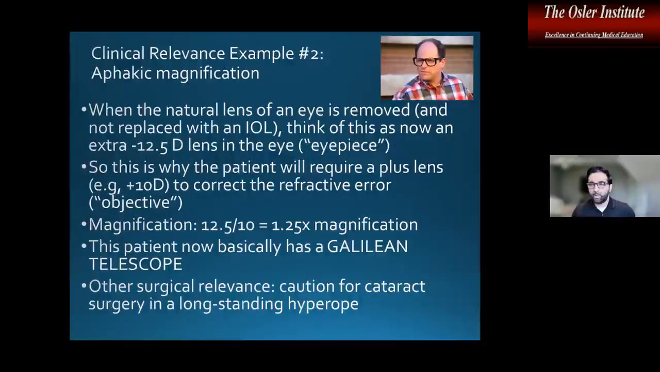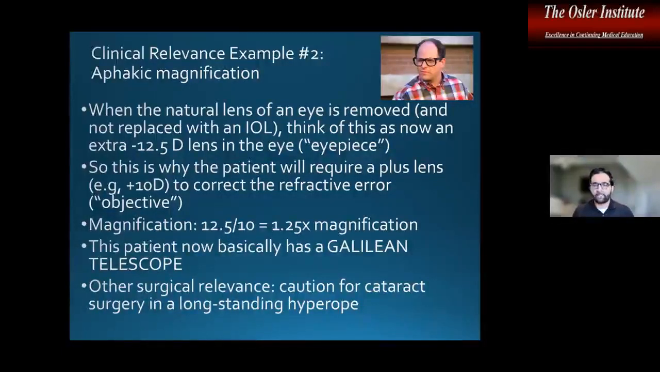Well, sometimes if you have a long-standing hyperope, you have to caution them that if you make them plano after cataract surgery for a couple of months, they may feel what's described as a Lilliputian effect. If you think back to Gulliver's Travels and when he goes to the land of Lilliput, where everything looks smaller. So even though they're seeing the world now normal size to you and me, for them, the world has become smaller.